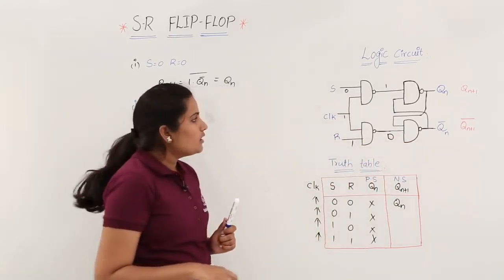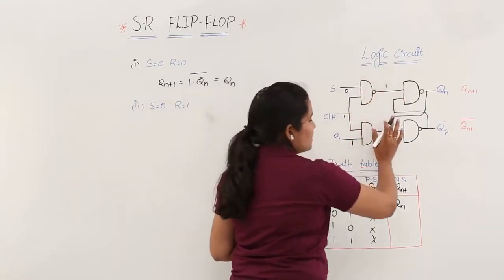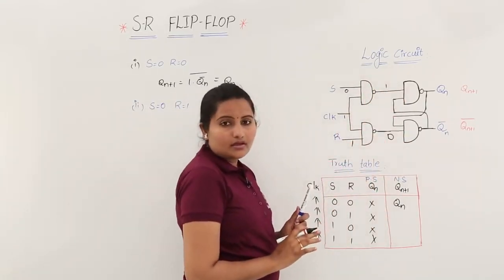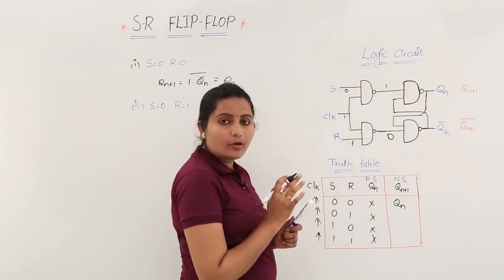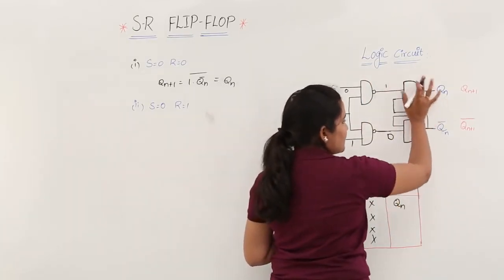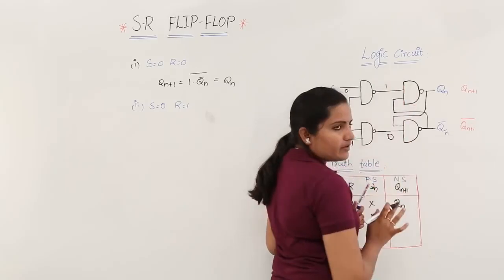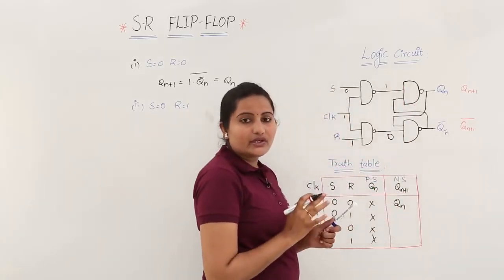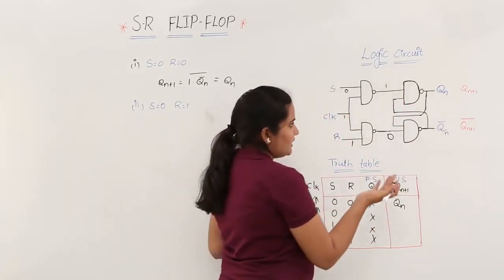So now when you give 1 0, then your flip-flop is going to reset. See here, this is a latch circuit. For a latch circuit, if you give 1 0, your latch is going to reset. So you just check here.